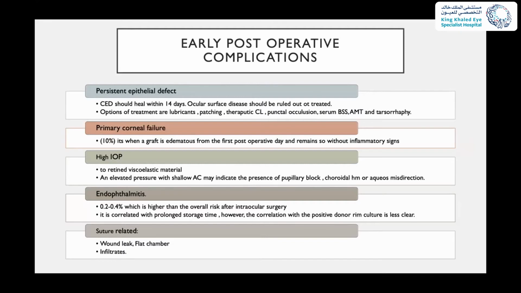Primary corneal failure post-op is estimated to be up to 10% in the literature. It is diagnosed when a graft is edematous from the first post-operative day and remains so without inflammatory signs. And usually a deficiency of the donor epithelium is presumed. It can also be related to poor surgical procedure or to prolonged preservation time. Most surgeons will allow at least 1 to 2 months for spontaneous resolution before considering regraft for those cases.